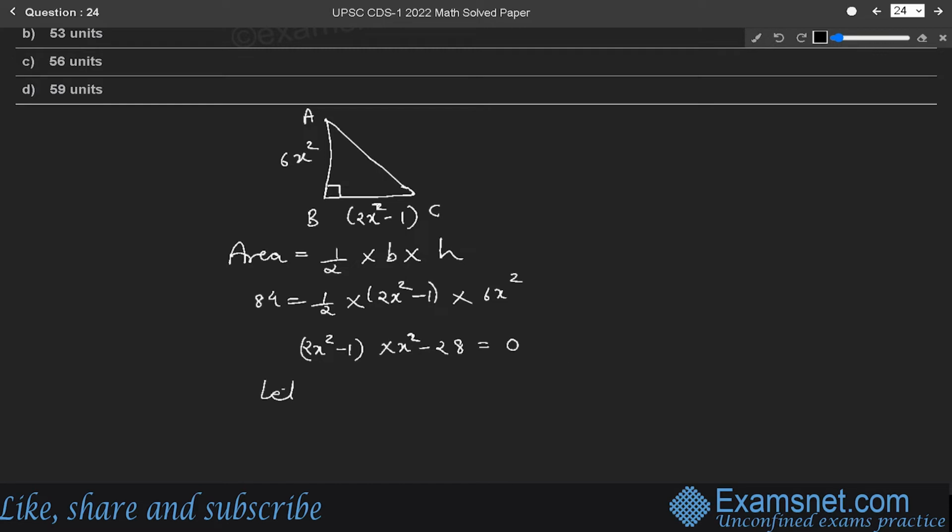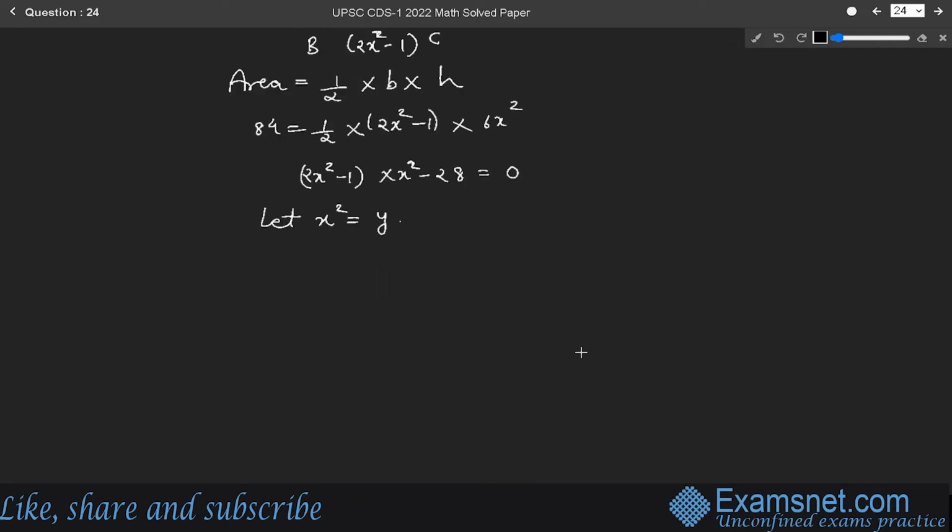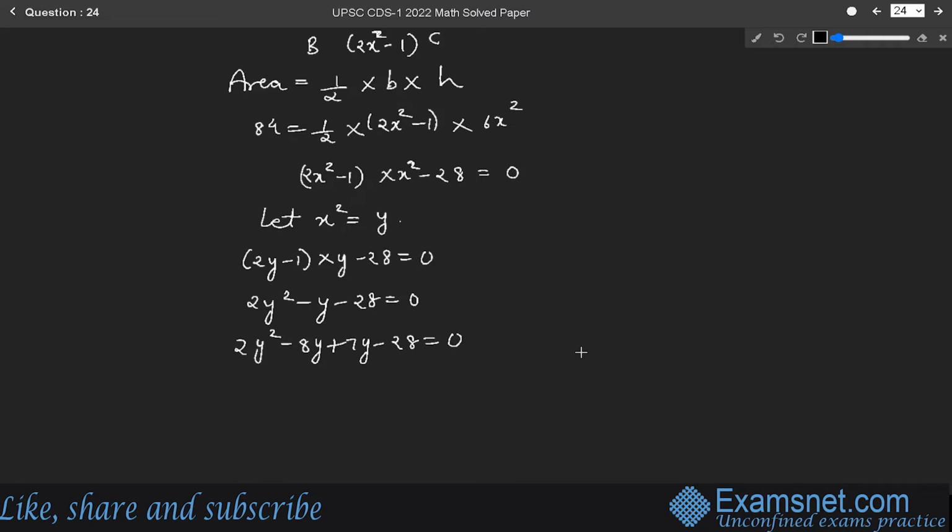Now in this particular expression, let x square is equals to y. So if x square equals to y, then the above equation can be written as 2y minus 1 into y minus 28 is equals to 0. On further solving this, we will get 2y square minus y minus 28 is equals to 0. Then finding the factors of this equation, it will be 2y square minus 8y plus 7y minus 28 is equals to 0. We are finding the factors by using the splitting the middle term method.